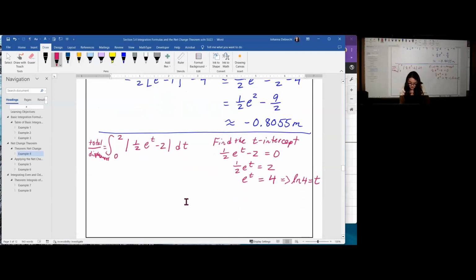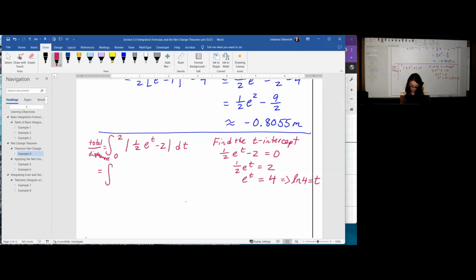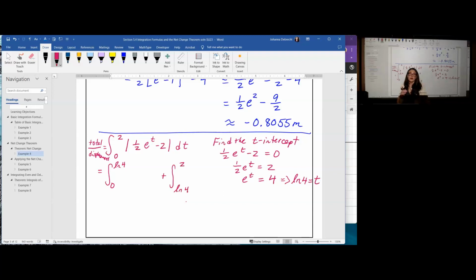I'm going to split the original integral into two pieces. The integral from 0 to the natural log of 4 and the integral from the natural log of 4 to 2. I know that when I go from natural log of 4 to 2, it's already positive. So I can simply leave the function alone.